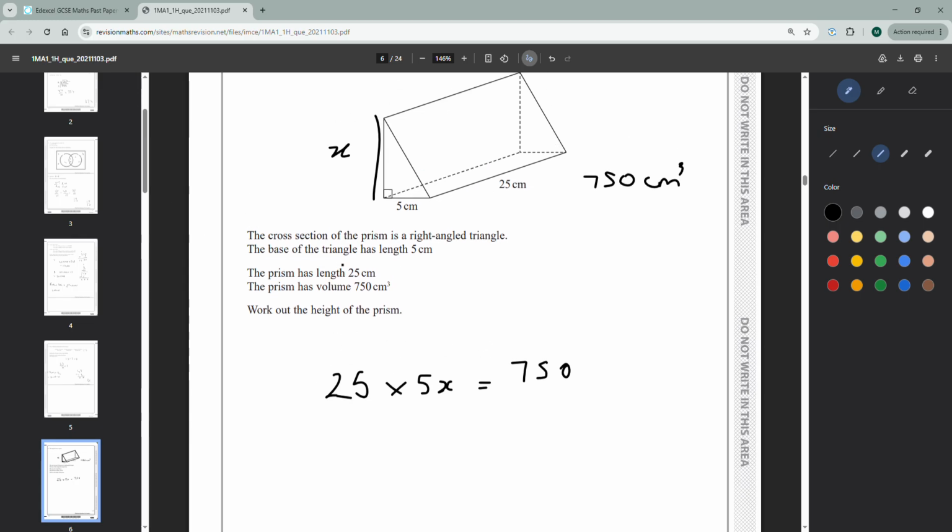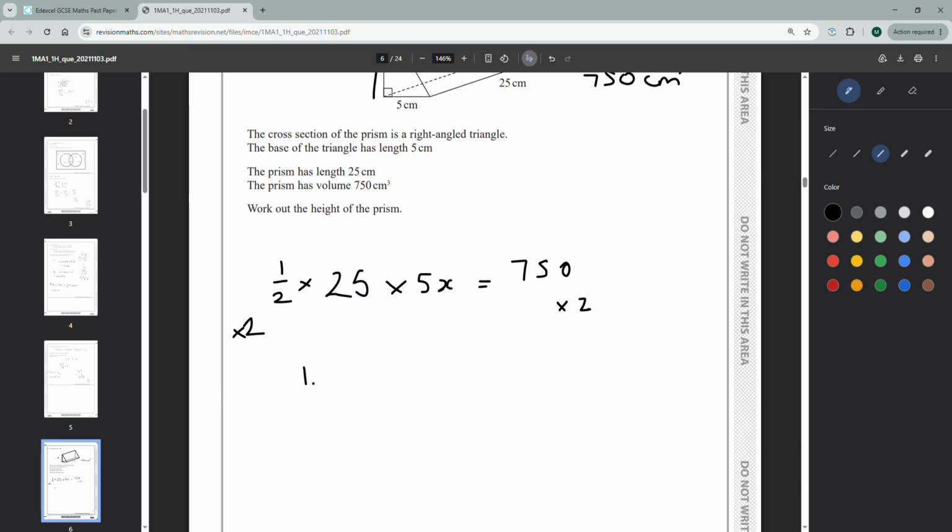Also, oh god, I forgot. It's actually a prism, so we're gonna have to add a half, guys. I know you guys are screaming behind. Alright, so I'm gonna do this the easy way. I'm gonna make it so it's balanced. So 1 times 25. You know what? Screw the 1. We don't need the 1. Also, okay. 25 times 5x equals 1,500.